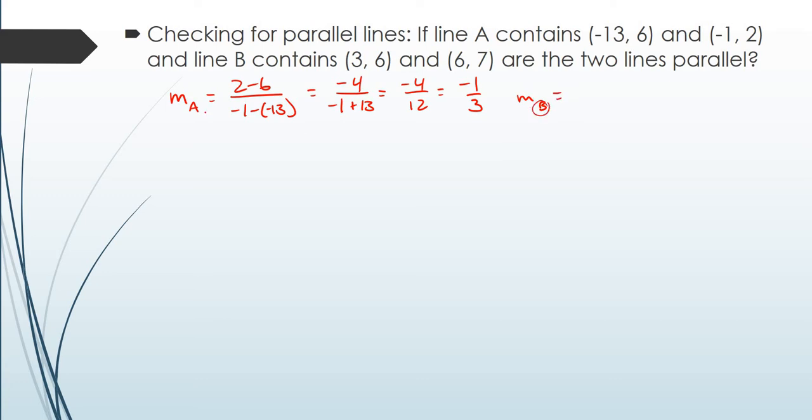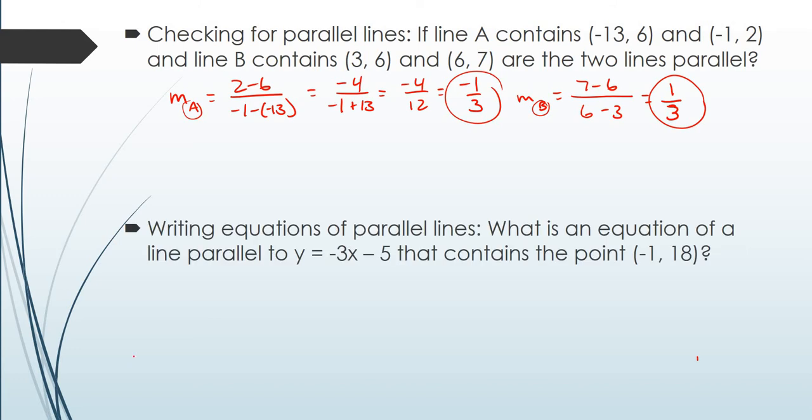And we do the same thing for the slope of line B. You notice that I use a subscript just so that I know which one I'm referring to, line A or line B. And this is going to be 7 minus 6 over 6 minus 3. 7 minus 6 is 1. 6 minus 3 is 3. They are not identical. One has a negative slope and the other has a positive slope, so they are not parallel.